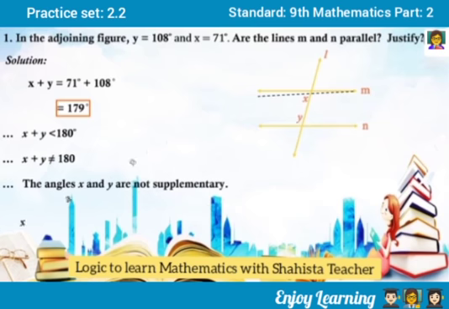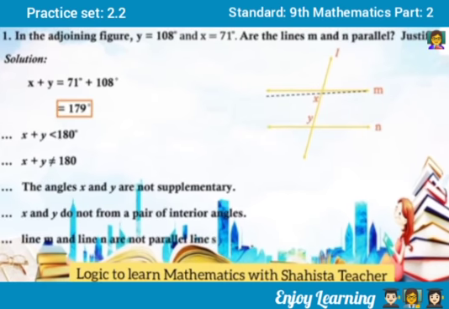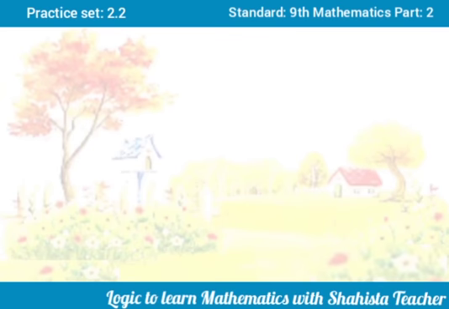If it is equal, then it is supplementary. If it is not equal, that means it is not supplementary. So x and y do not form a pair of interior angles. Is that clear? So line M and line N are not parallel to each other. The lines are not parallel to each other. See? Now my dear students, let's solve question number 2.